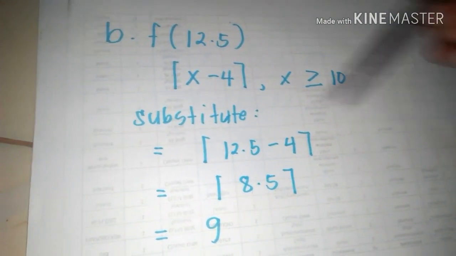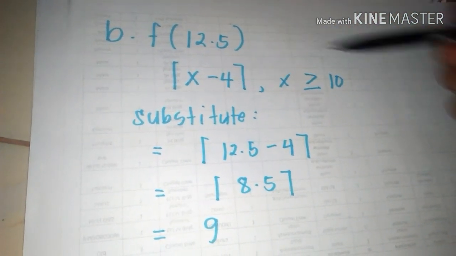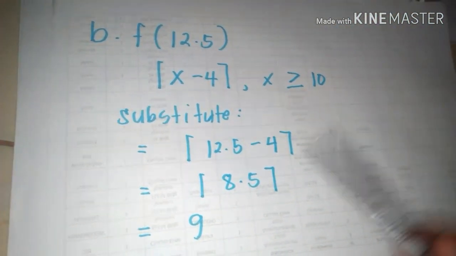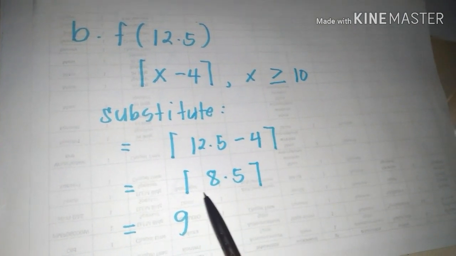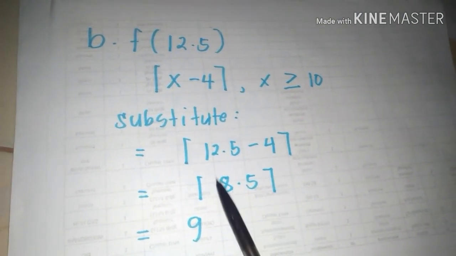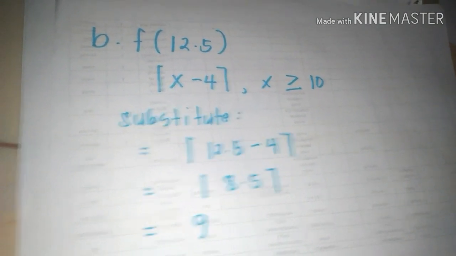Then, next, substitute the given 12.5 to our function, which is round up x minus 4. So, round up 12.5 minus 4. We have 8.5. Then, 8.5 round up, we have 9. So, that's the answer.